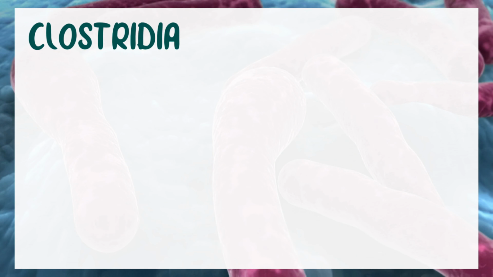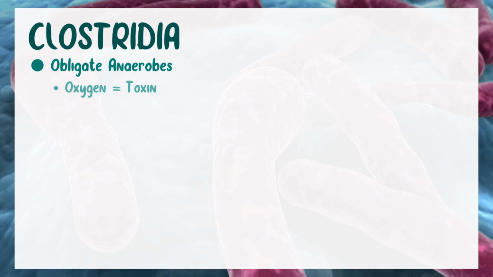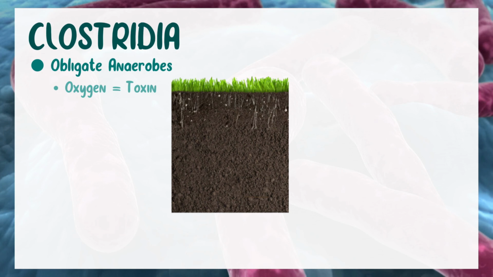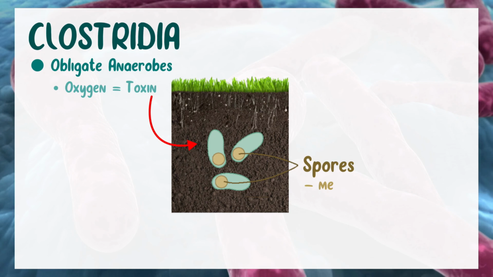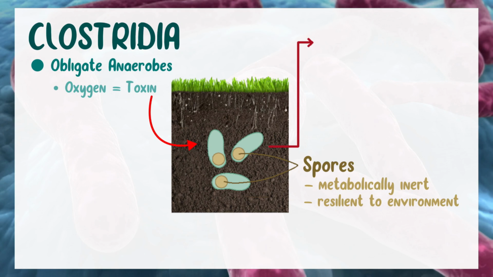Clostridia, as a family, are obligate anaerobes, meaning oxygen is toxic to them. In their natural habitat, they thrive in deep, compact soil. When exposed to fresh, oxygenated air, they often experience stress and produce spores, which are metabolically inert and highly resilient to environmental conditions. Once conditions improve, these spores can germinate and develop into fully mature Clostridia.